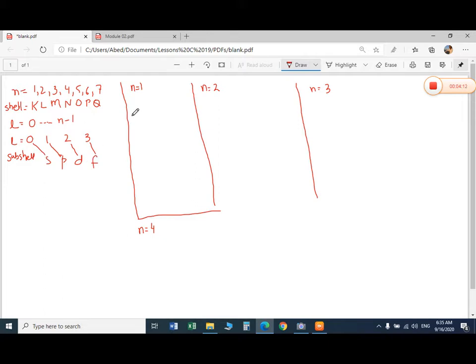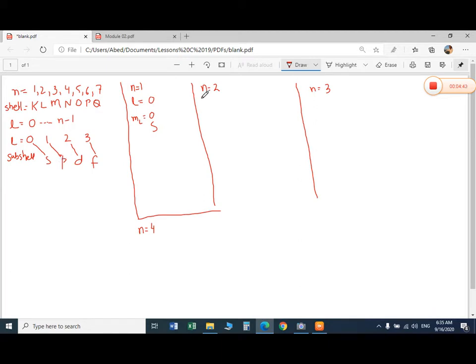So you see here, if n is equal to 1, then L is equal to 0 and finishes at 0, because 1 before the n means we cannot go to 1 here. And then we say here ML, the magnetic quantum number, which I am going to teach you now. This will also be equal to 0, and this represents the subshell S.